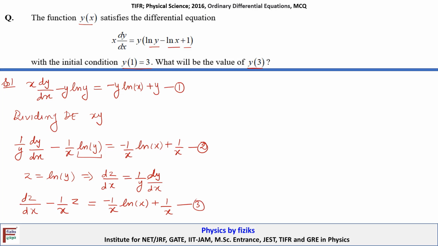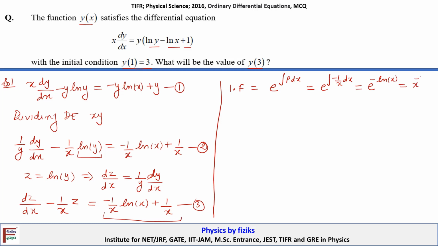Now equation number 3 is a linear differential equation of the first order, where P is equal to −1/x and Q is the right hand term, which is a function of x. The integrating factor of this linear differential equation is e to the power integral of P dx, which is e to the power integral of −1/x dx, which is e to the power −ln x, which is x to the power −1, that is 1/x.